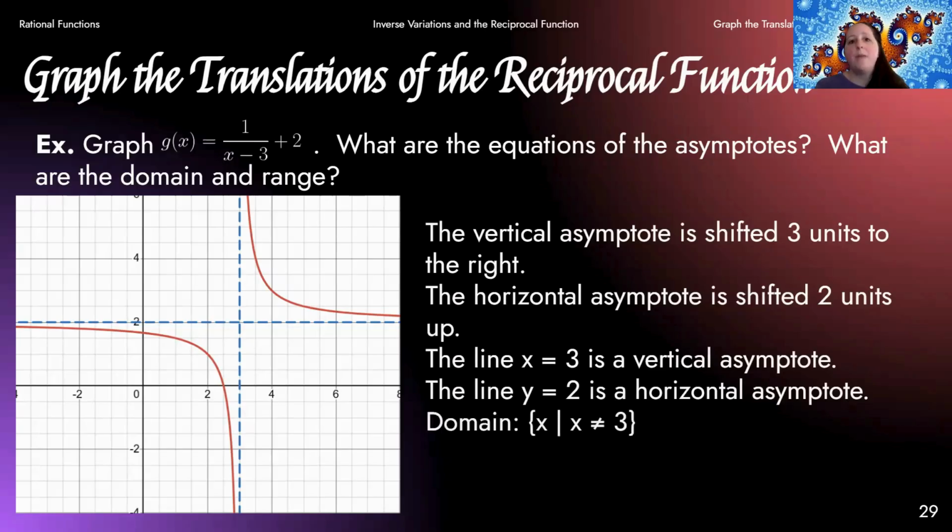My domain is x, where x cannot equal 3. Again, if I put 3 in, that's going to give me a denominator of 0, and I can't have 0 in the denominator of a fraction. My range is y such that y cannot equal 2. Again, I will not be able to touch that y equals 2 line.